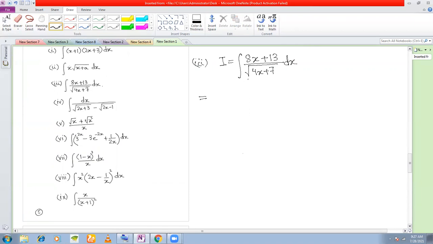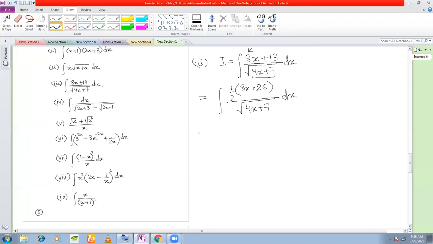you want to express the numerator in terms of the denominator. What do you see here in the denominator? You have 4x plus 7. And what do you have here? You have 8x. So you want to make this 8 into a 4 because we want to express this as 4x plus 7. So what do I do? I take the integral of, I can write this as half of (8x plus 26), right? 13 into 2, divided by root of 4x plus 7 dx.